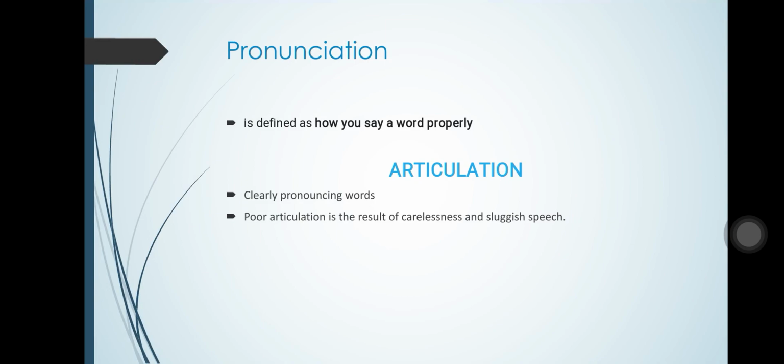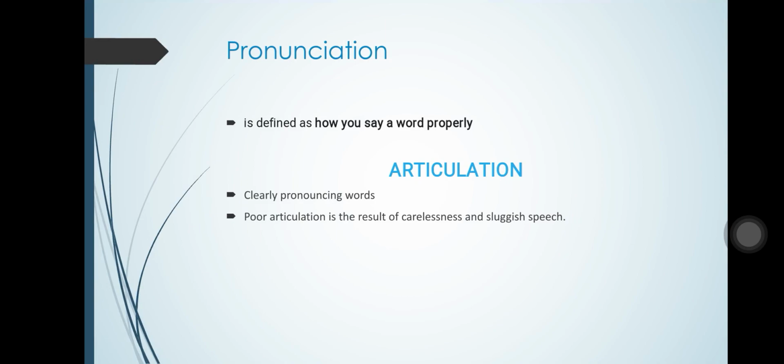So let's proceed to pronunciation. Pronunciation is defined as how you say a word properly. All words that you aren't familiar with should be looked up before performing. So before we pronounce a word, especially unfamiliar words, usually we Google it in order for us to know how to pronounce it or say it properly.